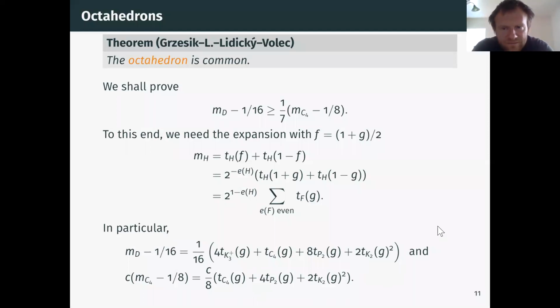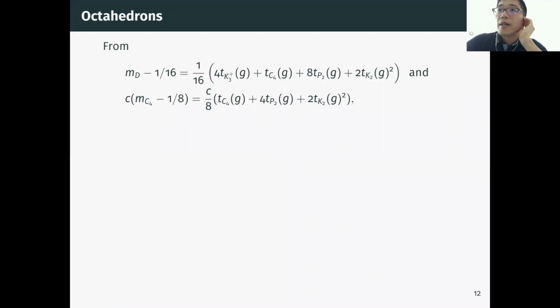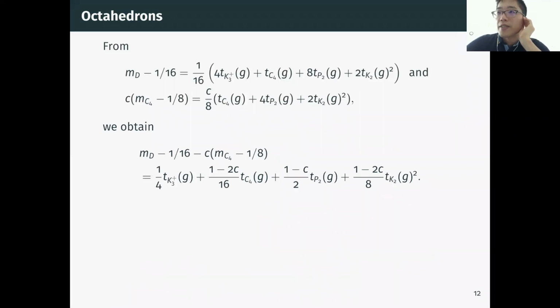These are just basic calculus. You can easily check yourself. And from these, we obtain this expression over here. If I subtract this lower equation from the upper one, then I get this. So what's the deal?